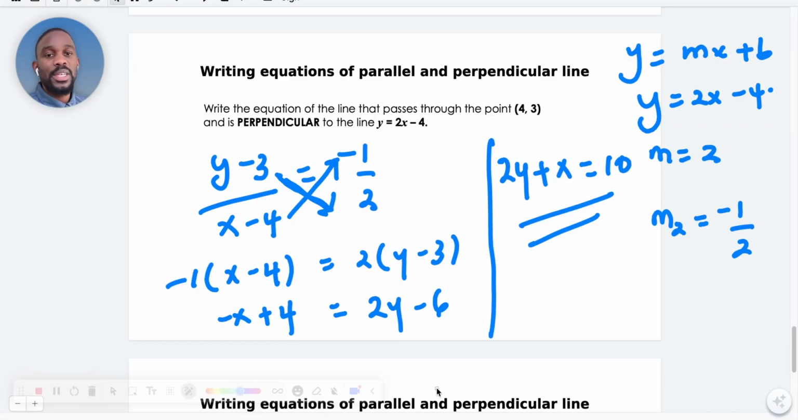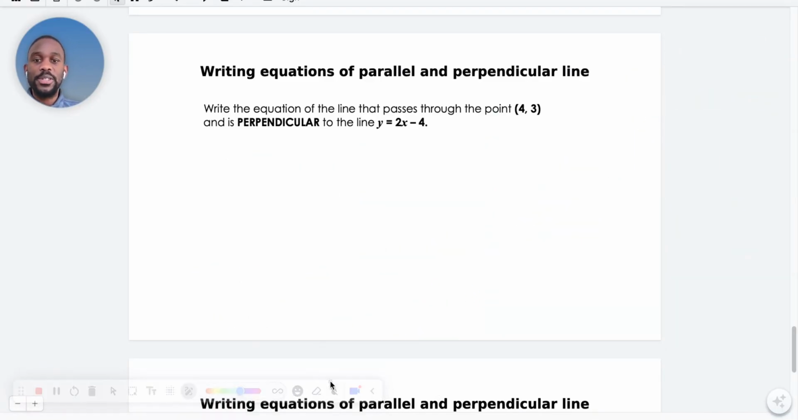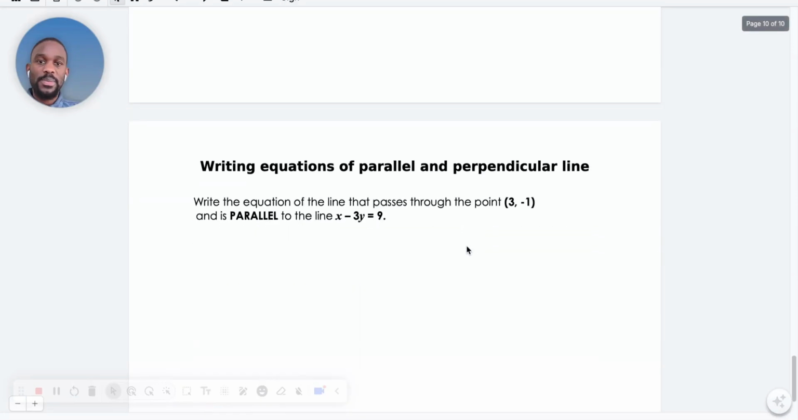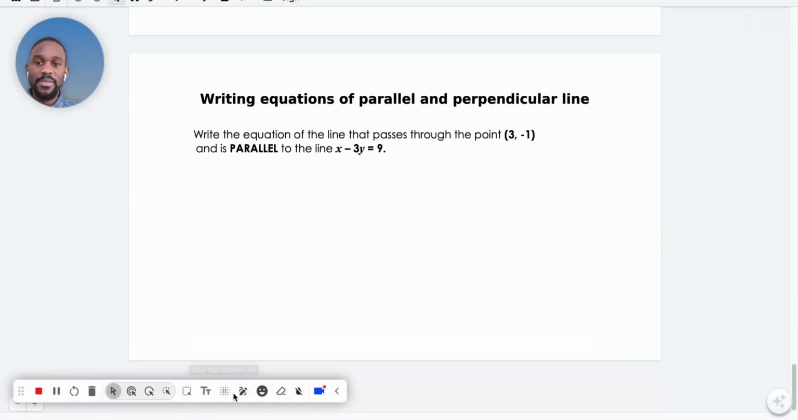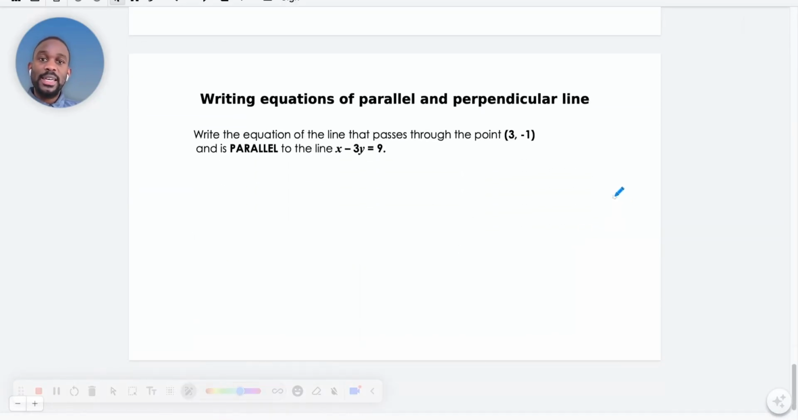So guys, if you still have trouble collecting like terms, I have a video on how to deal with collecting like terms. All right, let's look at the last example. Feel free to pause this video and try solving this problem by yourself. See if it comes out. So they're telling us to write the equation of a parallel line. So we know if two lines are parallel, they have the same slope.